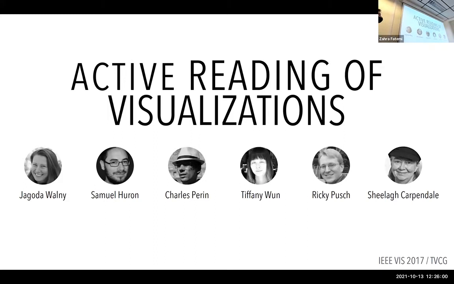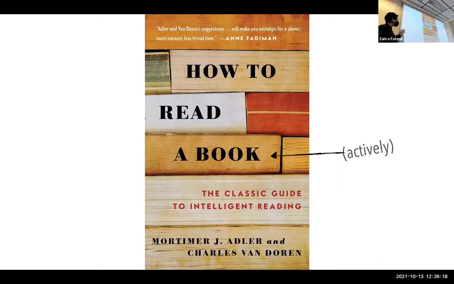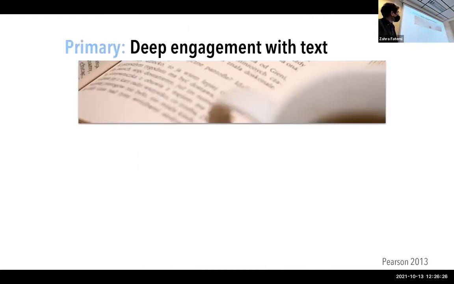And that's something we looked at with what we call the concept of active reading of visualizations, where we observed people interact freely with the visualization. Okay, before I go there, I need to explain what active reading means. So active reading was introduced in this book called How to Read a Book by Adler and Van Doren. And the idea is quite simple.